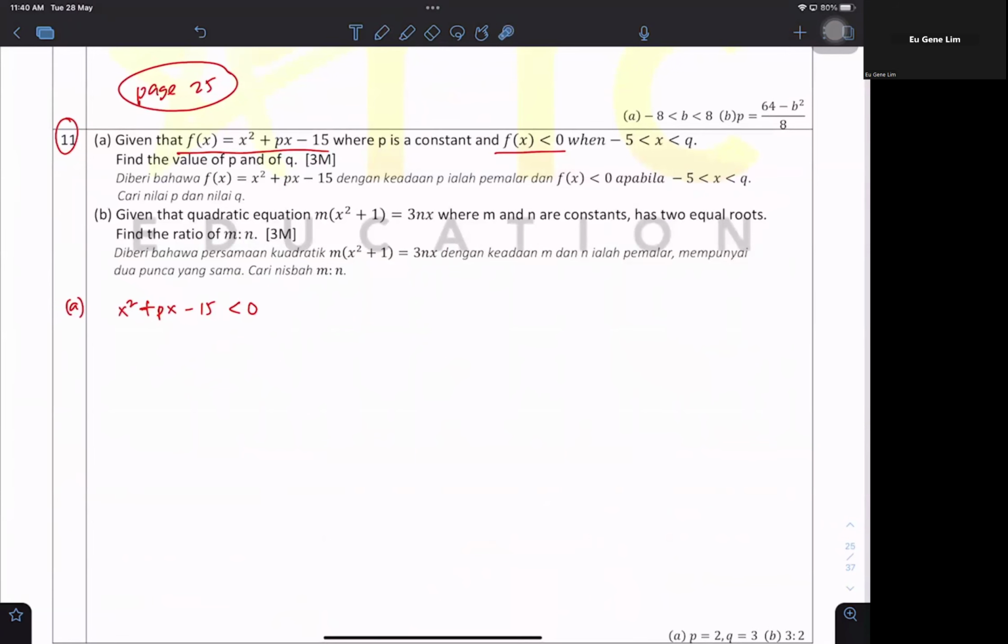And then this question is a bit difficult, because you cannot press the calculator. So we have to do it terbalik, the reverse way. I thought we could press the calculator, but cannot. We have to do it the terbalik way.